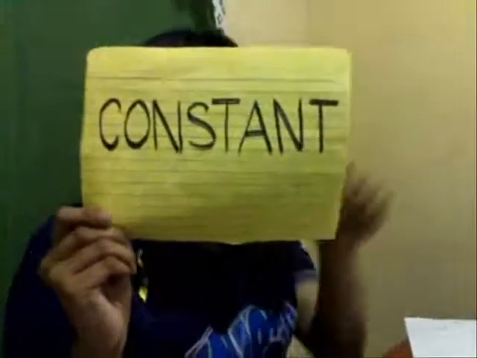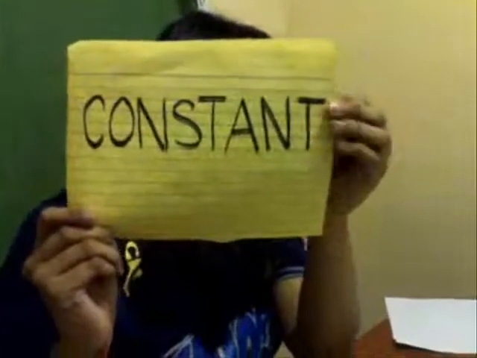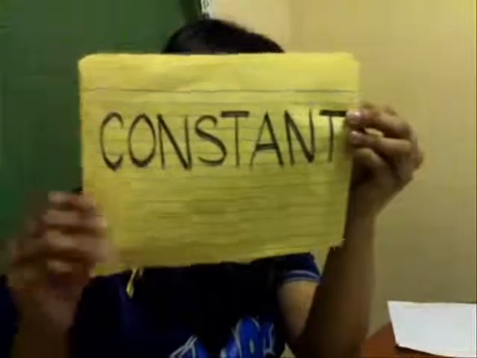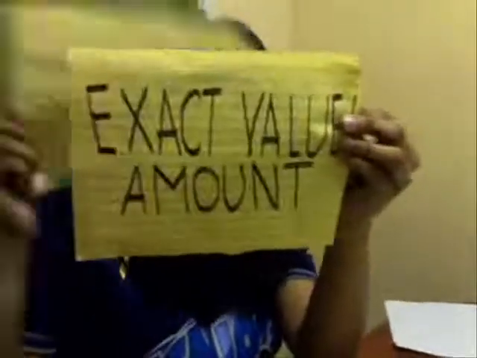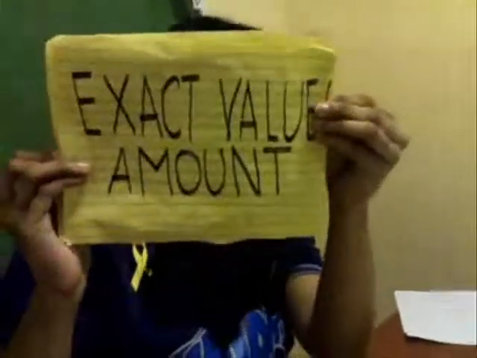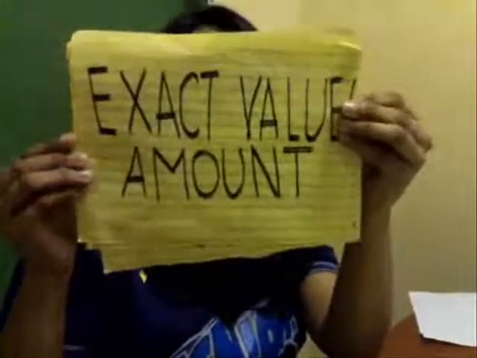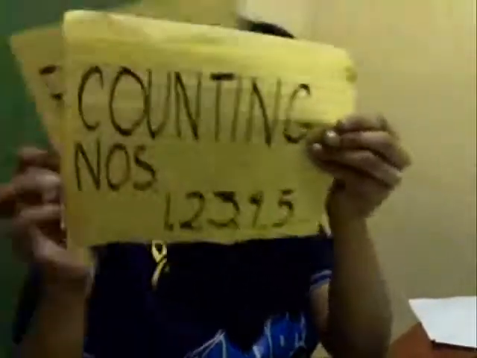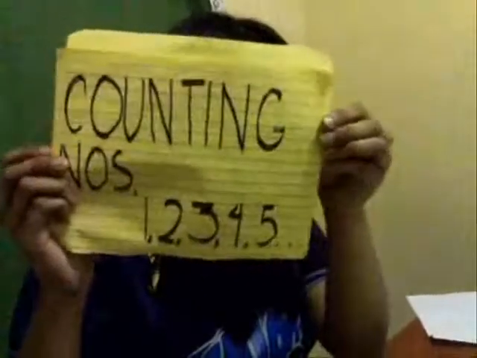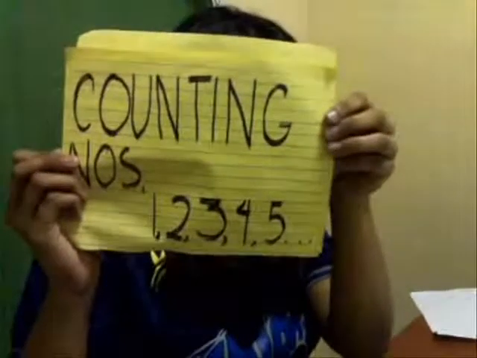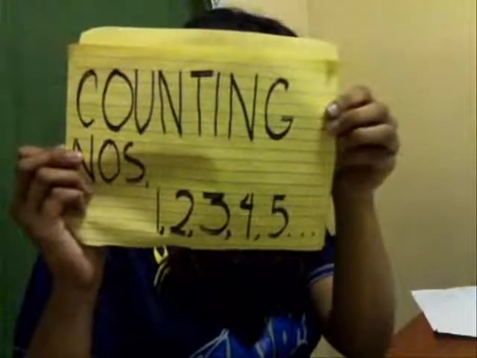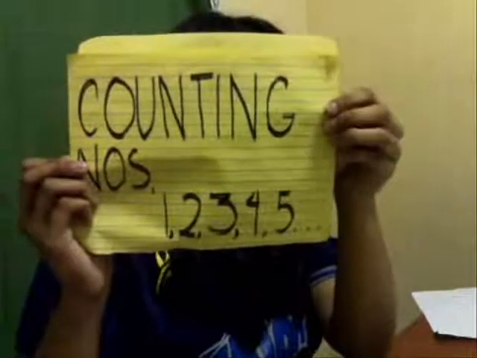The derivative of a constant. First, we must know what constants are. Constants have an exact value or amount. For example, the counting numbers such as 1, 2, 3, 4, 5, and so on. Another example is pi.